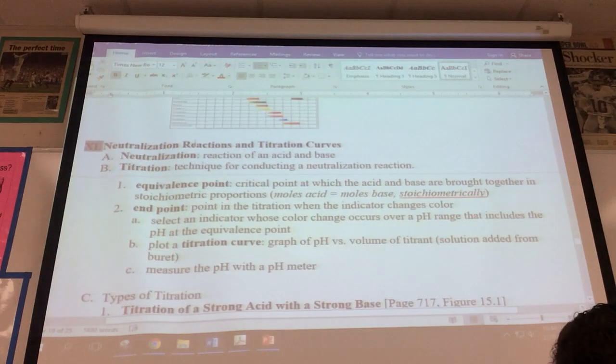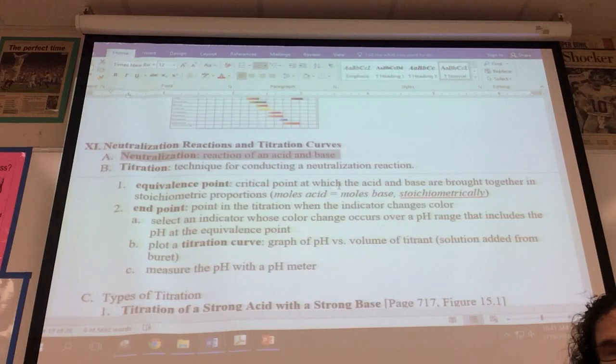Let's take a look at neutralization and titration curves. Neutralization, very simply, is the reaction of an acid and a base. We're going to look at 3 different ways to do it. Strong acid, strong base, which is the easiest and very unlikely to be asked about. Weak acid, strong base. Weak base, strong acid. We'll march through the first piece today, and I just want to start to introduce some similarities and differences.